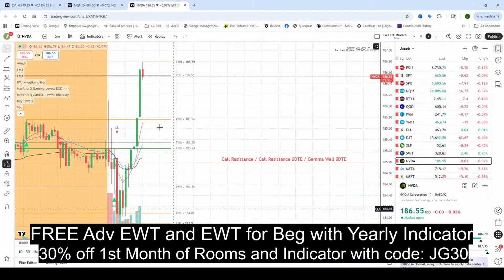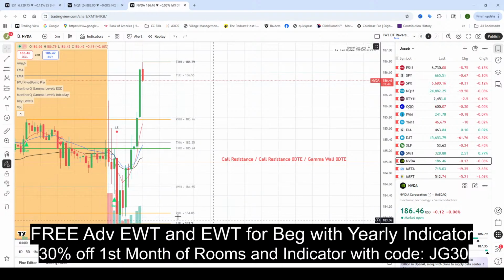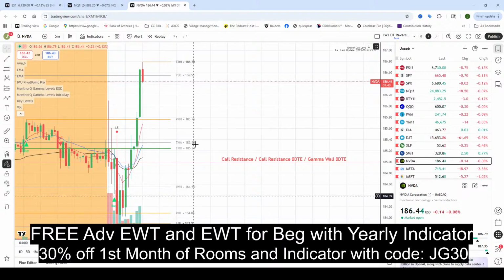So from 184.08 straight up to 186.79, a $2.71 move in about an hour, not even an hour. No, about an hour. So pre-market lows, pre-market highs, very good to watch for things like that. Now they just closed the gap and they're turning down.